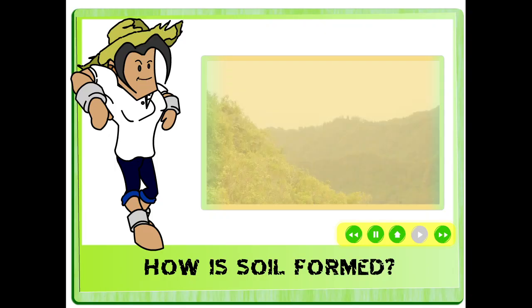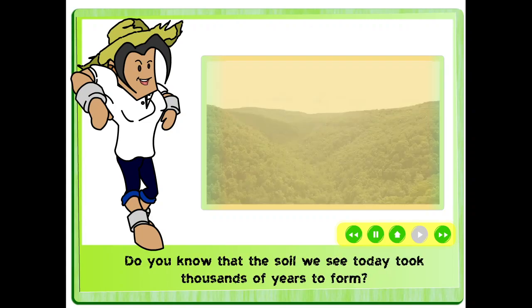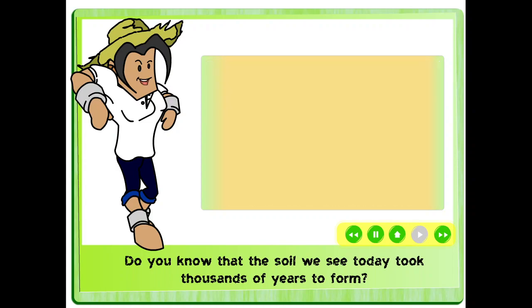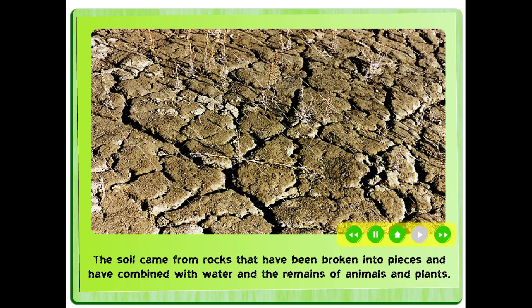How is soil formed? Do you know that the soil we see today took thousands of years to form? The soil came from rocks that have been broken into pieces and have combined with water and the remains of animals and plants.